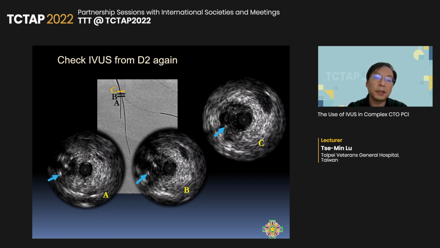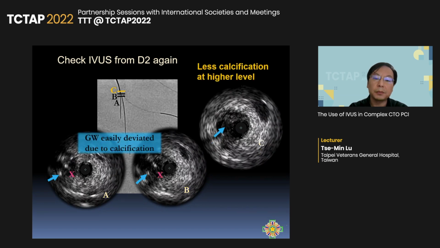And we can see in the A panel and the B panel, there is some calcium block at the junction of the true to false lumen. So if we pull back a little bit higher, we can see in the C panel, there is no more calcium. So I think maybe we have 2 choices again. Maybe we can give up the procedure, and this patient will receive the 3rd failed PCI.